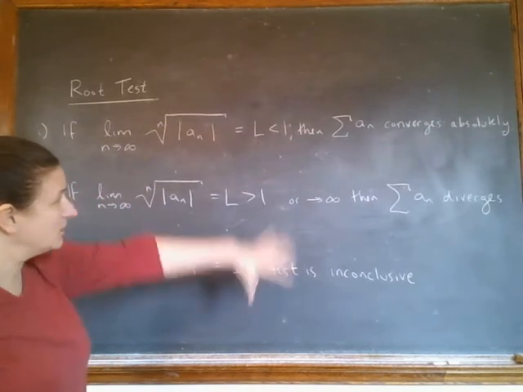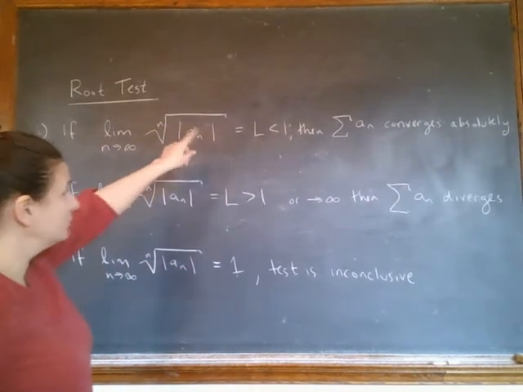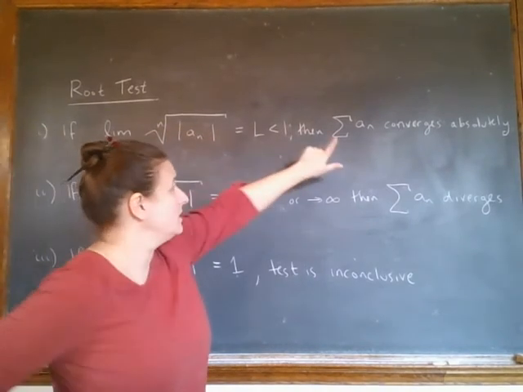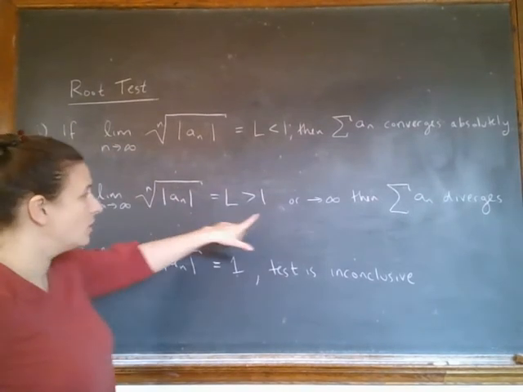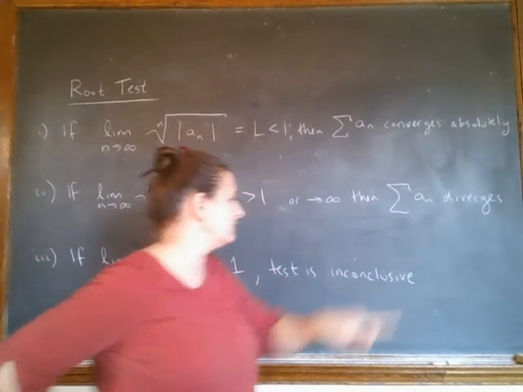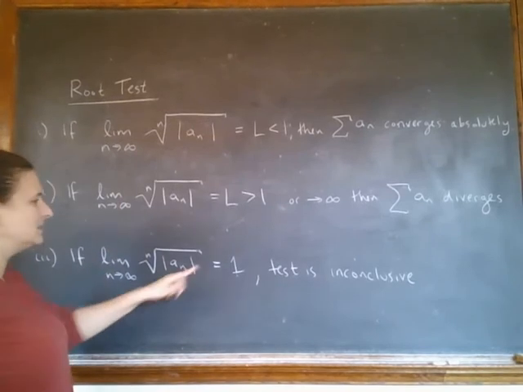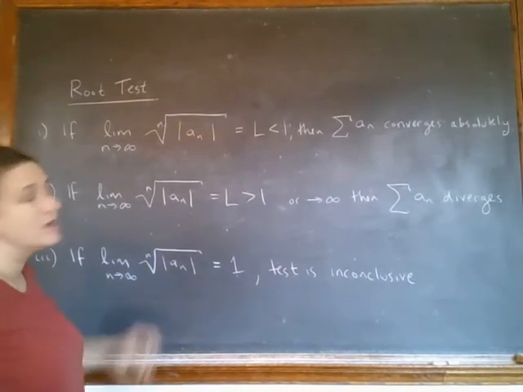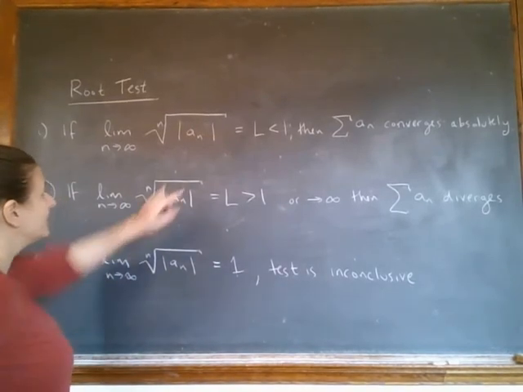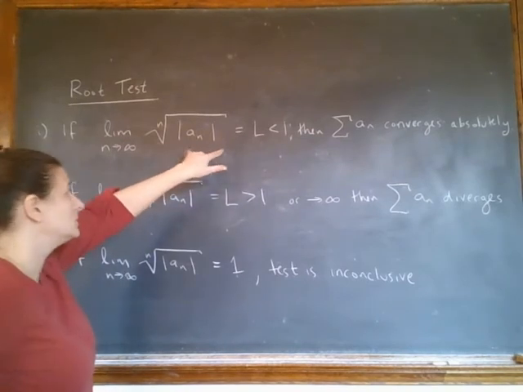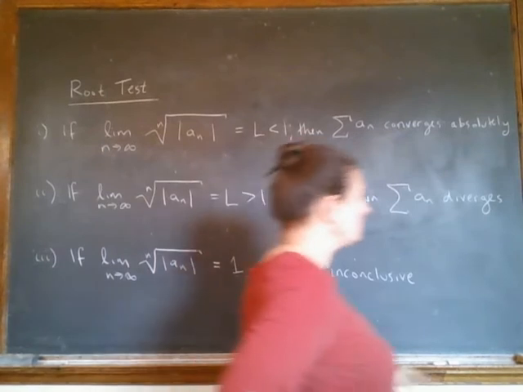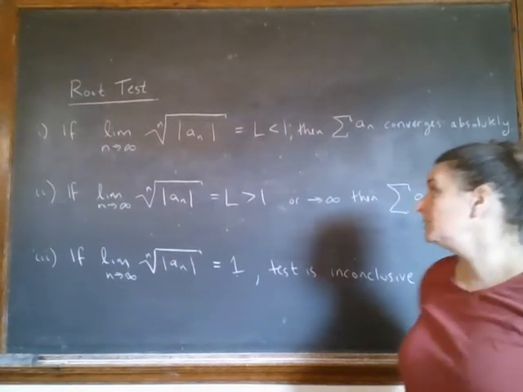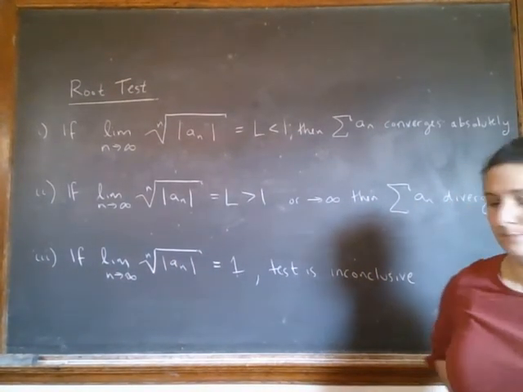And the structure is the same. If that nth root is less than 1, then you have absolute convergence. If the nth root is greater than 1 or goes to infinity, then you've got divergence. And if the nth root is equal to 1, the test is inconclusive. Do remember that it's the absolute value, just in case you have a minus in your thing. The limit of the absolute value of a_n.